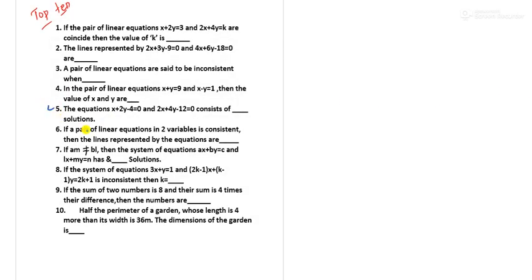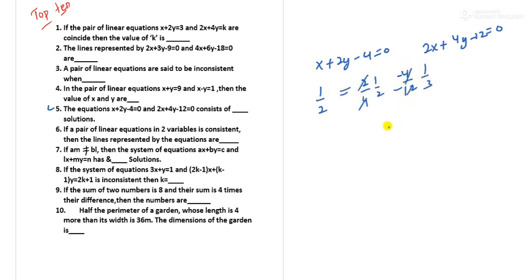Question number 5. The equations x plus 2y minus 4 equals 0 and 2x plus 4y minus 12 equals 0 consist of dash solutions. So here they have asked the number of solutions. Once again I will write a1 by a2 directly. 1 by 2, 2 by 4, 4 by 12. So this is 1 by 2 only. Here also you will get 1 by 2. Here you will get 1 by 3. So it is 1 by 2, 1 by 2, 1 by 3. These two are equal. This is not equal.